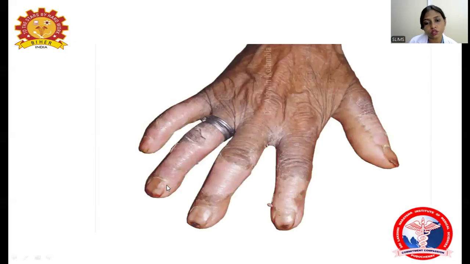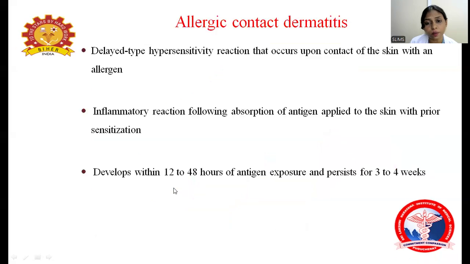This image shows an acute irritant picture where there are a few vesicles and erythema over the dorsum of the fingers. This is probably because of contact with detergents. This is usually seen in women who spend most of their time washing and cleaning using detergents.